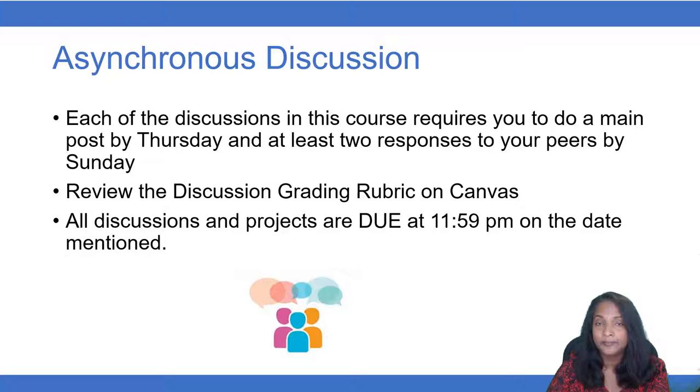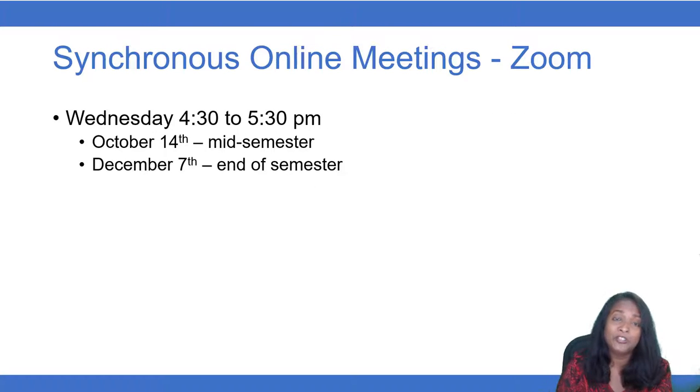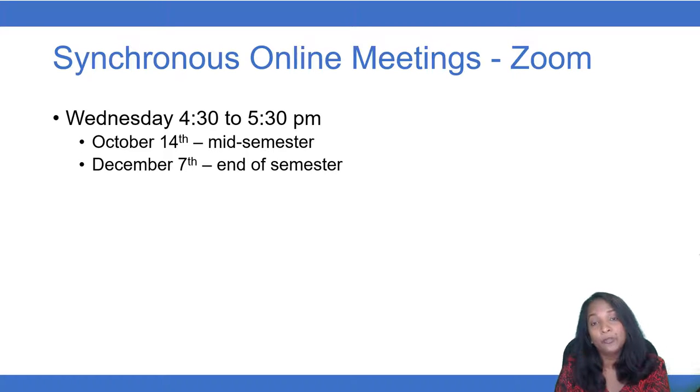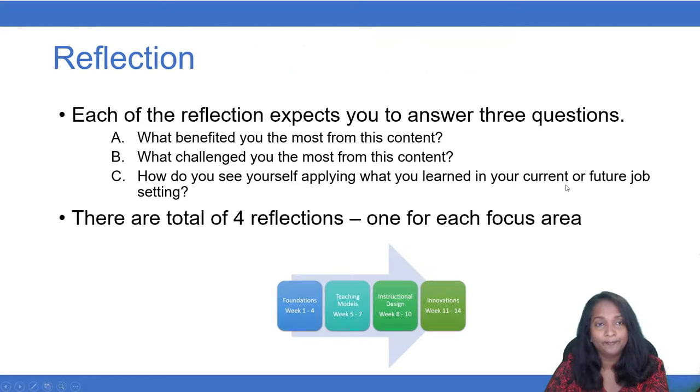So I mentioned the 2 synchronous online meetings, Zoom meetings, in our session. So October 14th, that's the mid-semester one that I picked. I picked 2 Wednesdays. So October 14th is the mid-semester where we will be talking about synchronous online learning. So I think it's perfect to do a synchronous session. And then December 7th is the last one where we will be doing course presentations. So you want to put these 2 on your calendar.